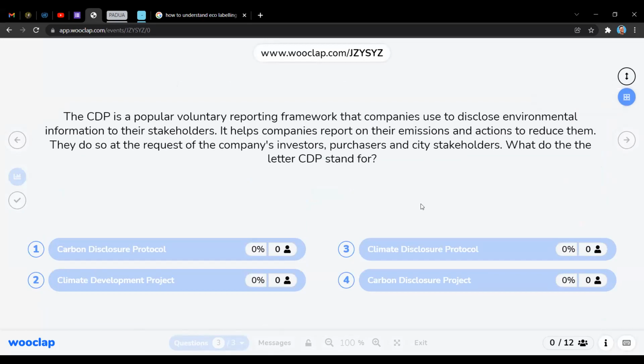Okay, so the CDP, we'll see who's going to remember this one. The CDP is a popular voluntary reporting framework that companies use to disclose environmental information to their stakeholders. It helps companies report on their emissions and actions to reduce them. They do so at the request of the company's investors, purchasers, and city stakeholders. What do the letters CDP stand for? It's a long question, but to summarize, what do the letters CDP stand for? Let's try and answer this one. It's our last question.